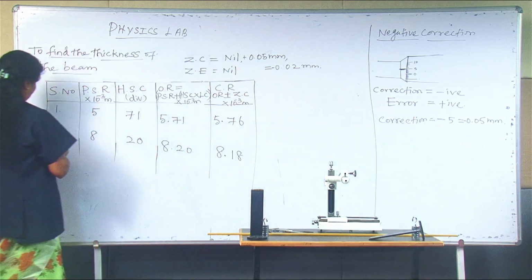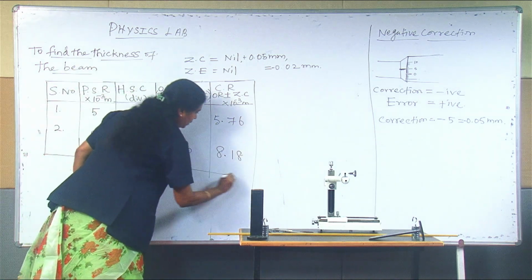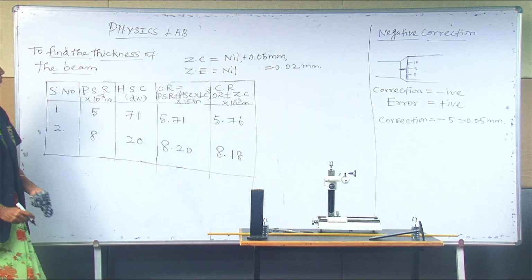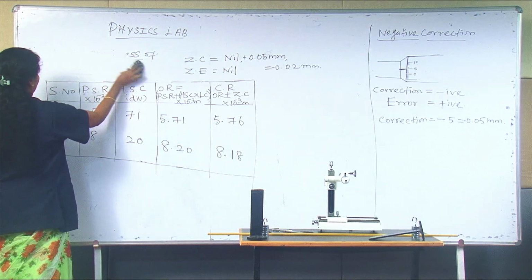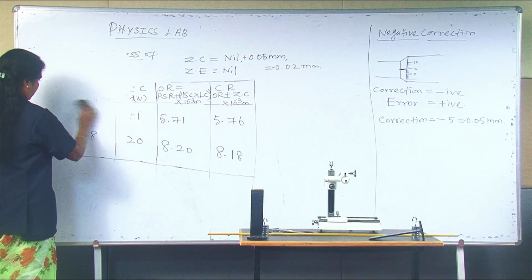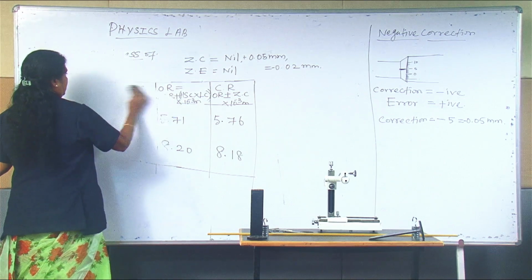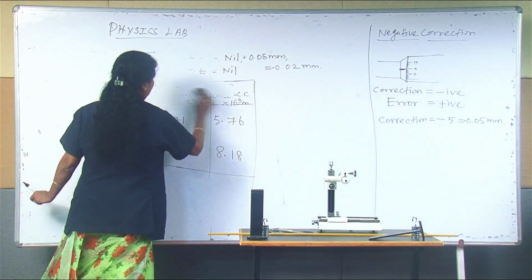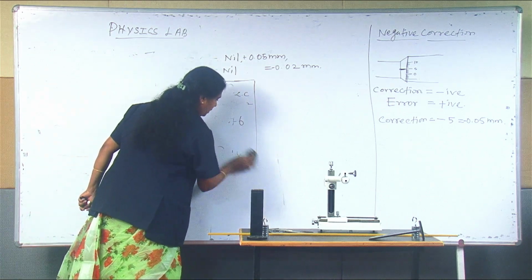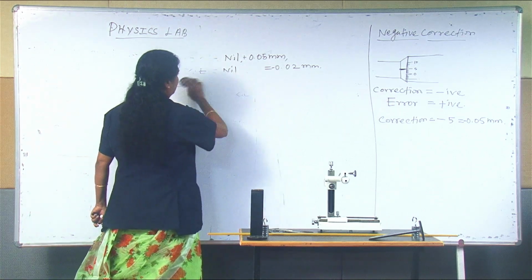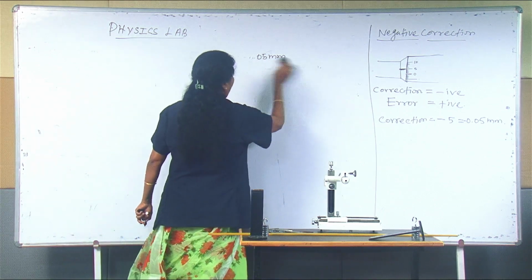So this is the complete tabular column for the screw gauge. And next I will move to the vernier caliper. I said this is the only apparatus having scales as pitch and head. The remaining 3 apparatus have the same scales, like main scale and vernier scale.